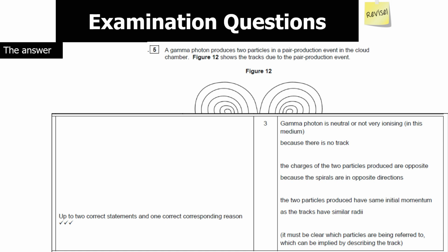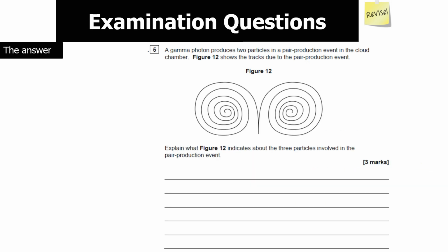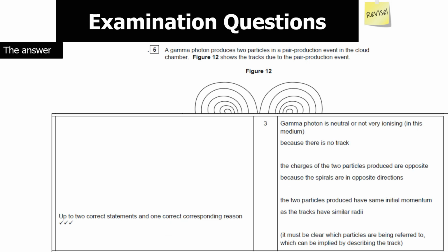So we know that R equals mv over bq. If R is the same, mv must be the same. Now finally, if you look at this picture, you'll notice that there's no track before the event takes place. You should remember from paper 1 that pair production is when a photon is changed into a particle-antiparticle pair. That indicates that if there's no track beforehand, then the photon, which must be present for a pair production event, must be very weakly ionizing or very difficult to detect, because there is nothing there in the chamber. There is no track.